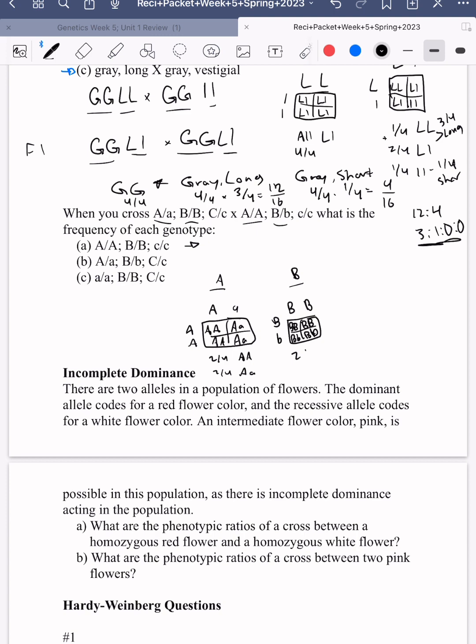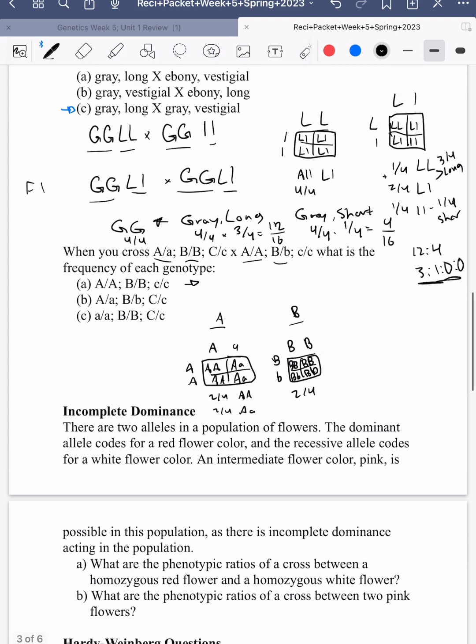We're going to have a 2 out of 4 ratio for having big B, big B, little b. Then for the C gene, we have a big C, little c for one of the individuals, and 2 little c's for the other individual. So 2 out of 4 of the individuals are going to have big C, little c, and 2 out of 4 are going to have little c, little c.